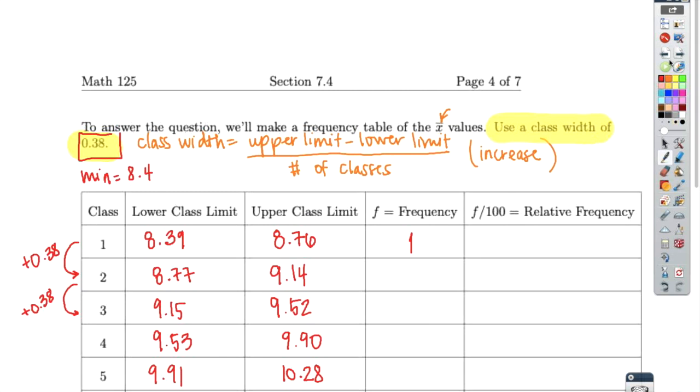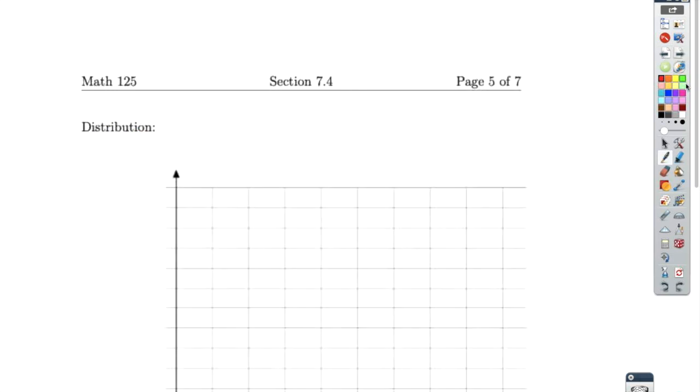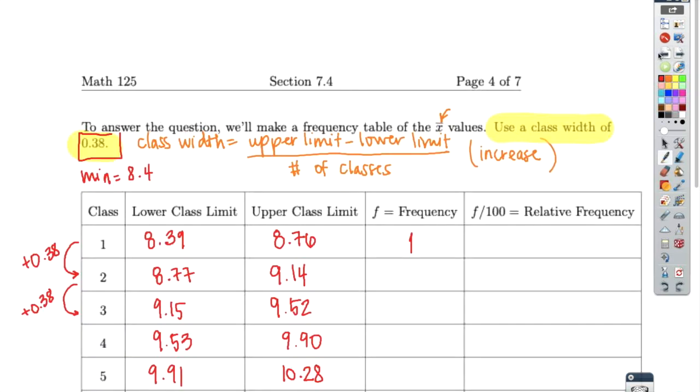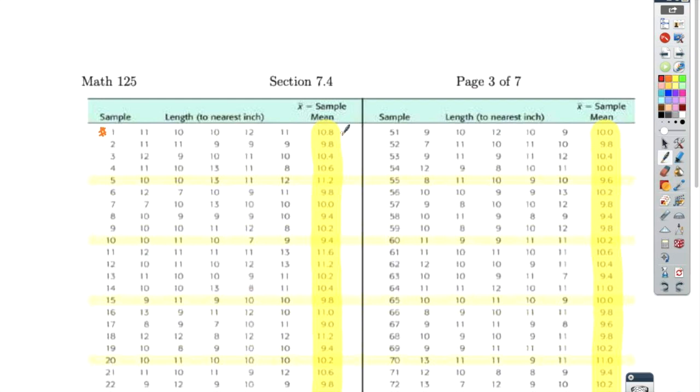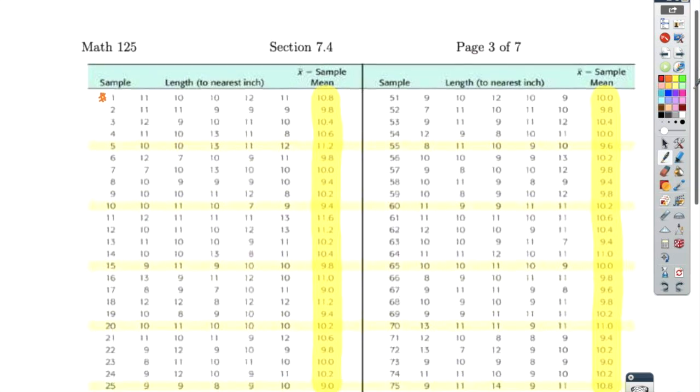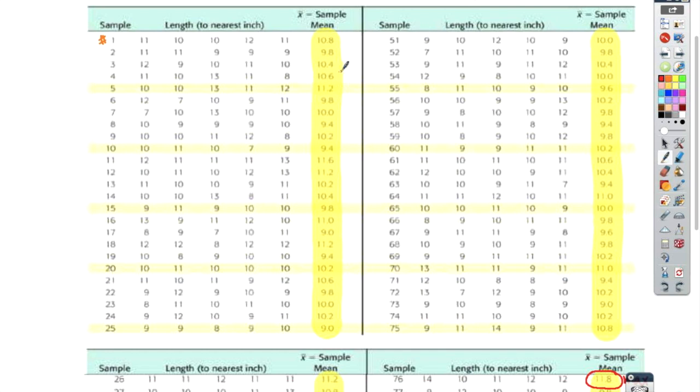Now 8.77 to 9.14, so class number 2. Basically 8.8 to 9.1, because everything on the other page is rounded to the nearest tenth. So going through this, 8.8 to 9.1. Well, here's one. Here's another one. Here's a third one.